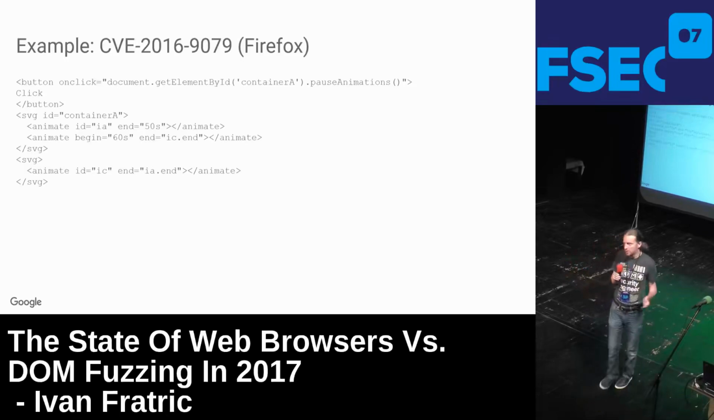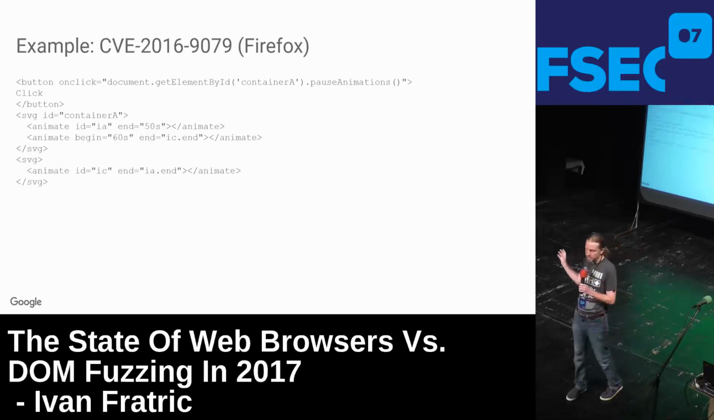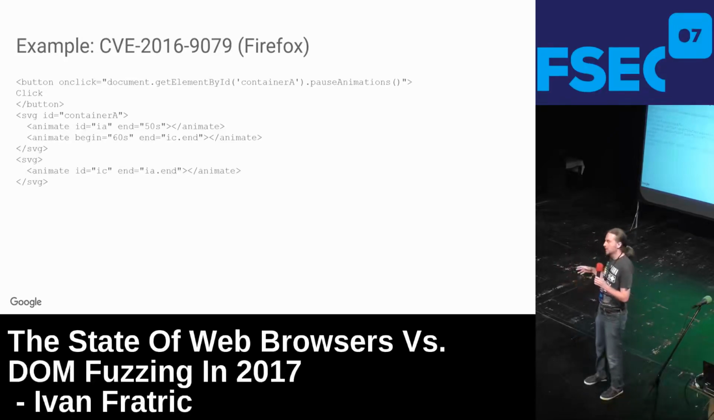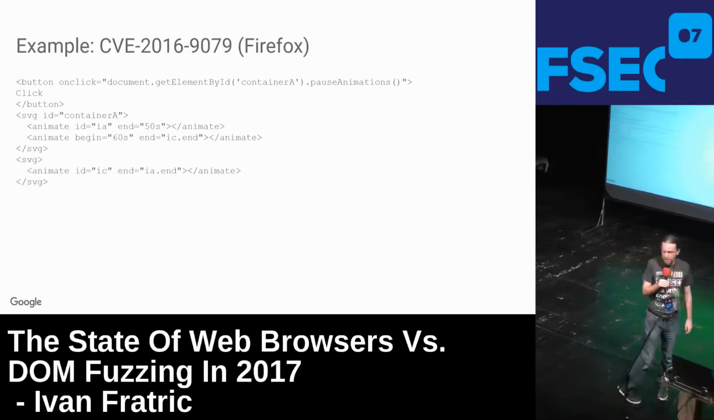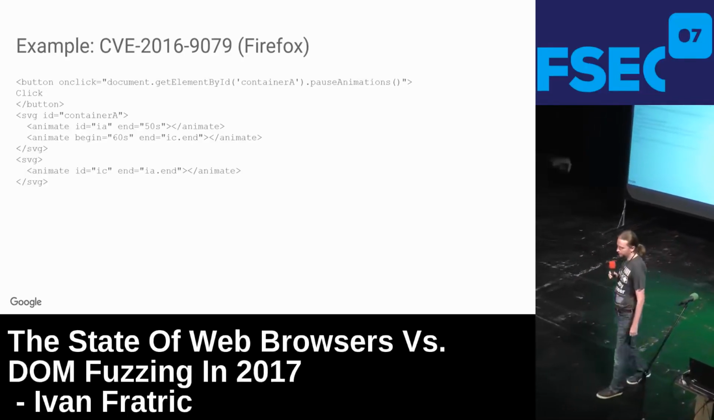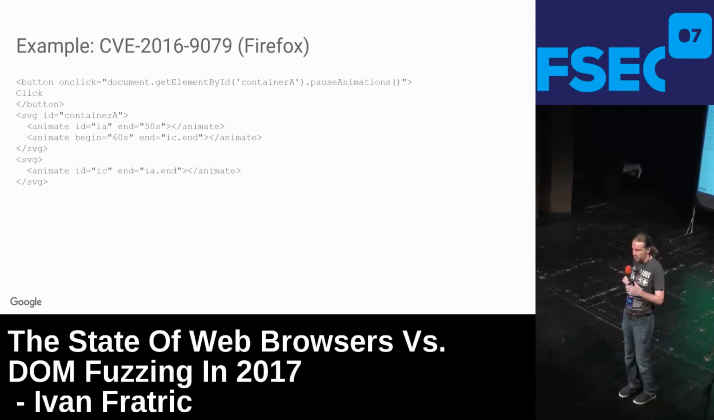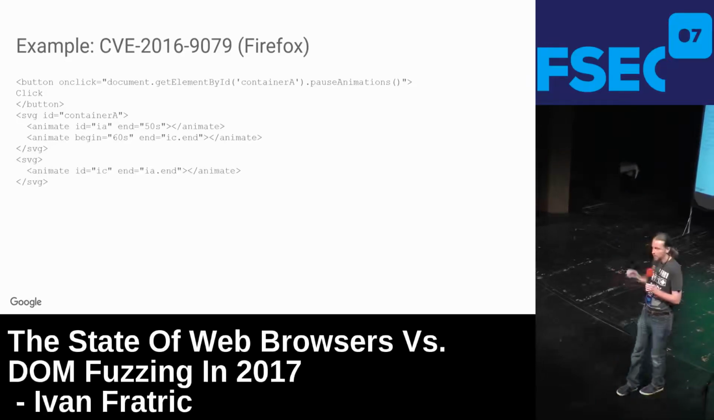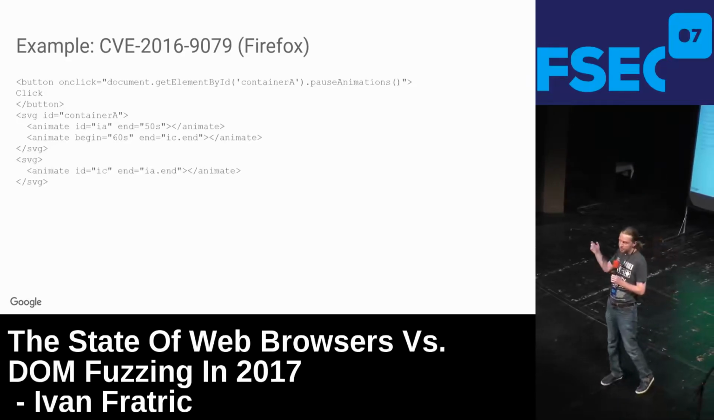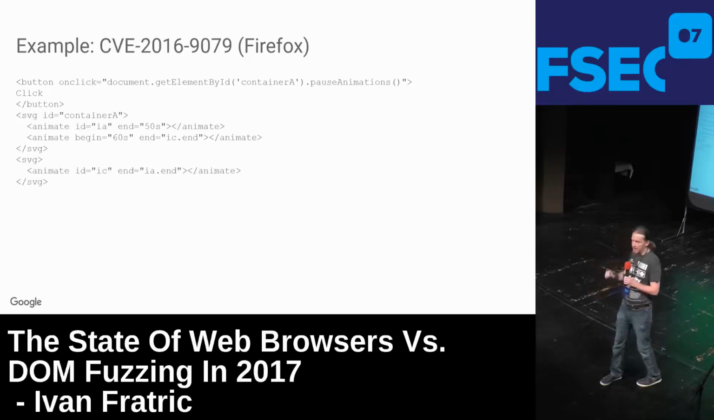So as you can see here, we have a snippet of HTML code. In this case, it has an embedded SVG image in it. There is also some JavaScript code in the on-click handler. And so this is typically the general structure of these samples that trigger DOM vulnerabilities. You have some HTML code, you have some JavaScript code, and in some cases you also have some CSS code. And none of this is actually malformed.